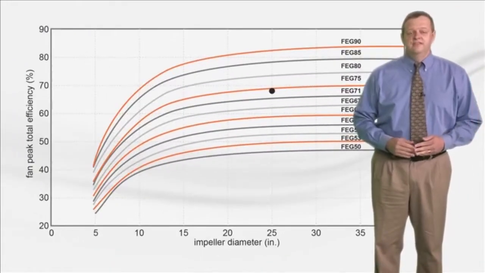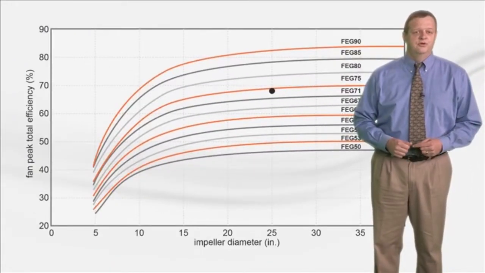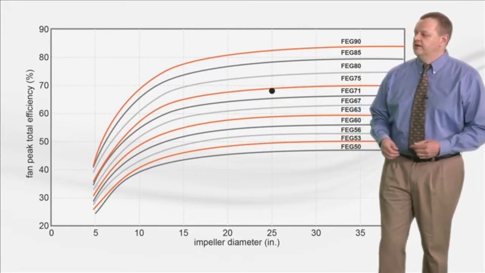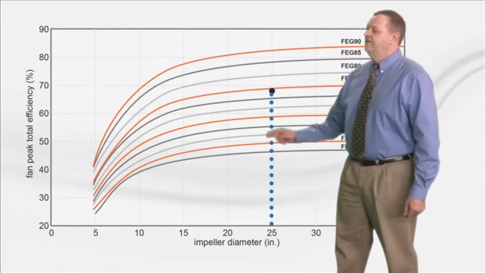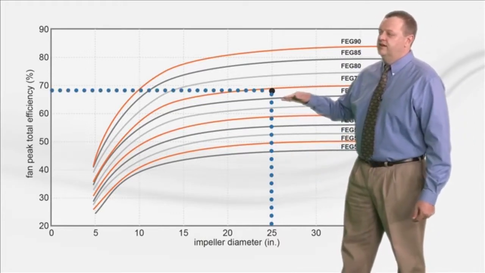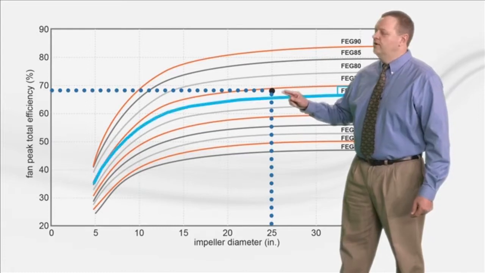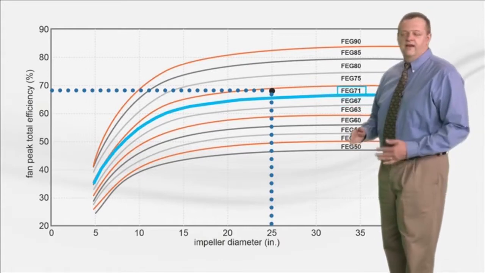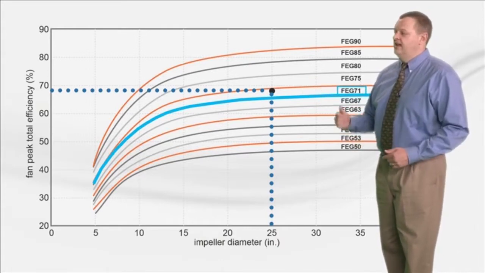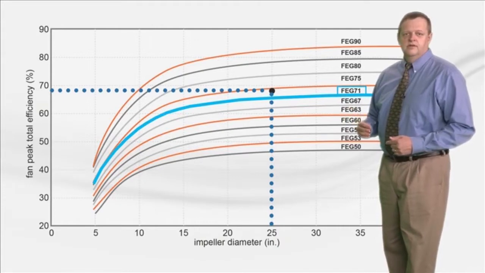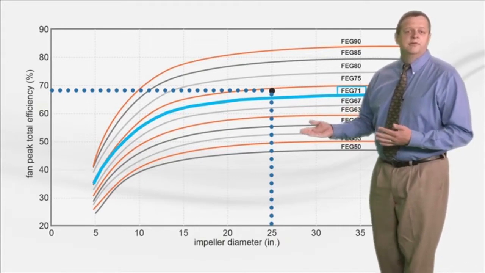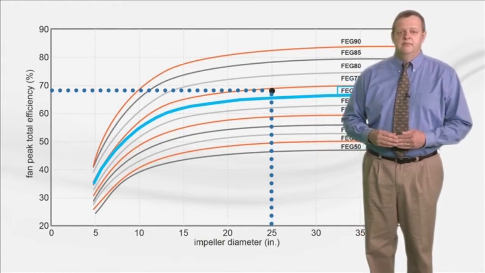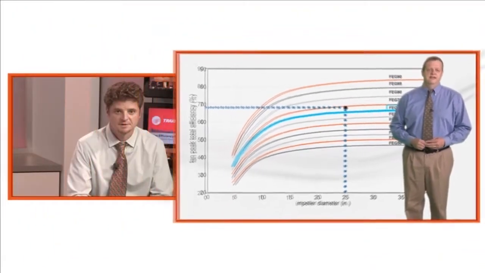To determine FEG, the fan's peak aerodynamic efficiency based on total pressure is compared to this chart, which is published in AMCA 205. For example, consider a 25-inch diameter fan with a peak total efficiency of 68%. This point falls above the FEG 71 line, but still below the FEG 75 curve. Therefore, this fan has an FEG of 71. This FEG classification is determined by the fan manufacturer, so the system design engineer need only filter available selections based on the minimum FEG required by the code or standard.